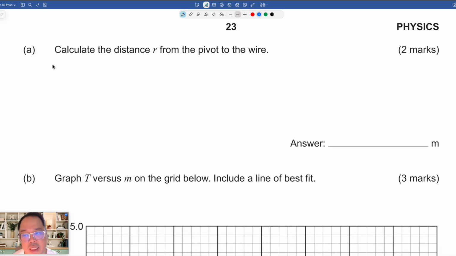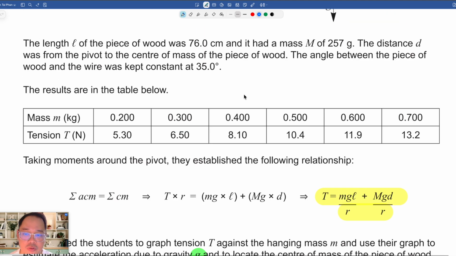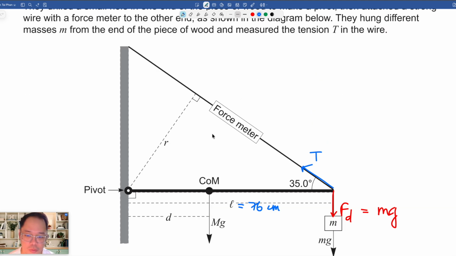Question A, calculate the distance r from the pivot to the string. Distance r from the pivot to the string. So we can see that this is a right triangle, and this distance r is the opposite side to the angle 35 degrees here at the corner. And we also have the length of this wooden piece, which is 76 centimeters, which is the hypotenuse.